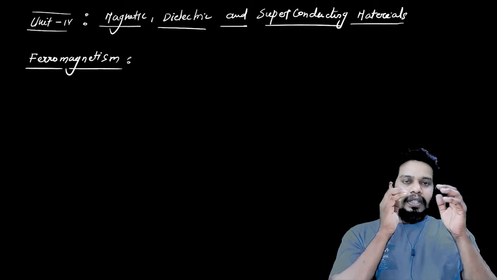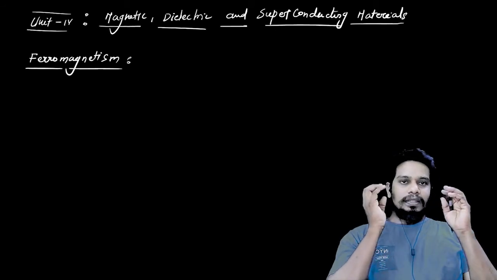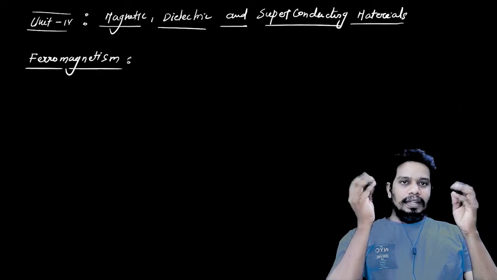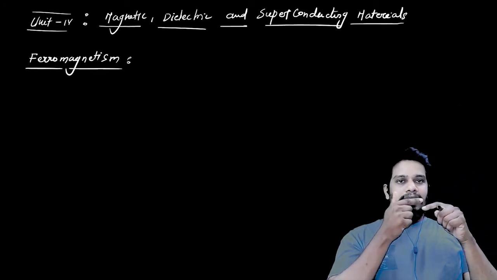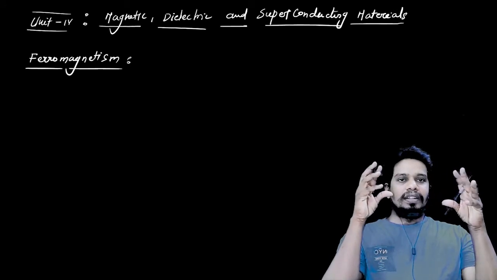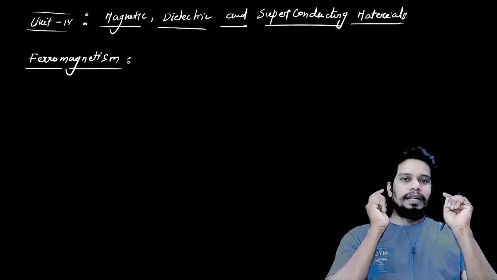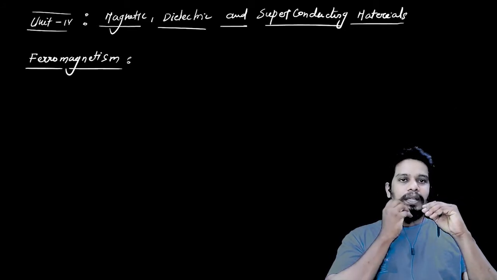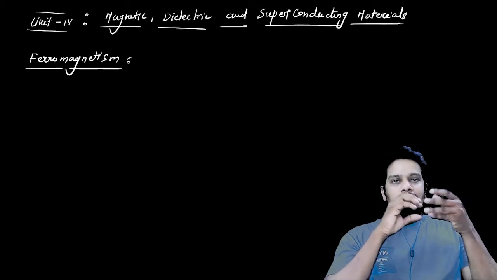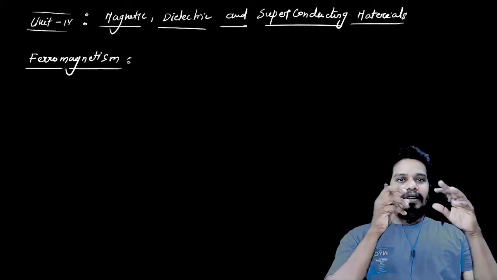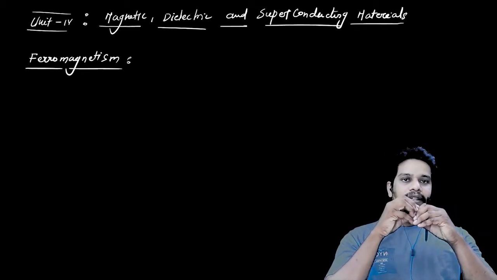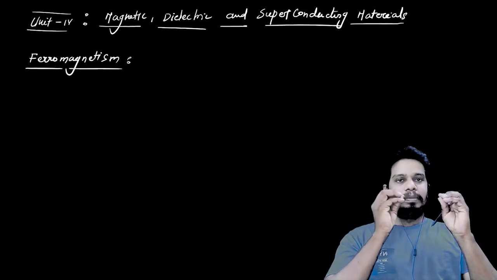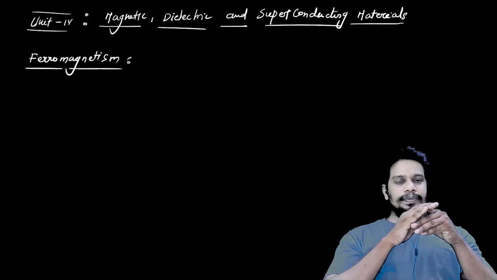Already we know the different types of magnetic material: diamagnetic, paramagnetic, ferromagnetic. The diamagnetic is due to the paired electrons, because all the electronic shells are paired. If it is in paired manner, then those materials are called diamagnetic material. Even if you apply the external magnetic field, it opposes the magnetic field. That means the net magnetic moment inside the diamagnetic material goes to zero.